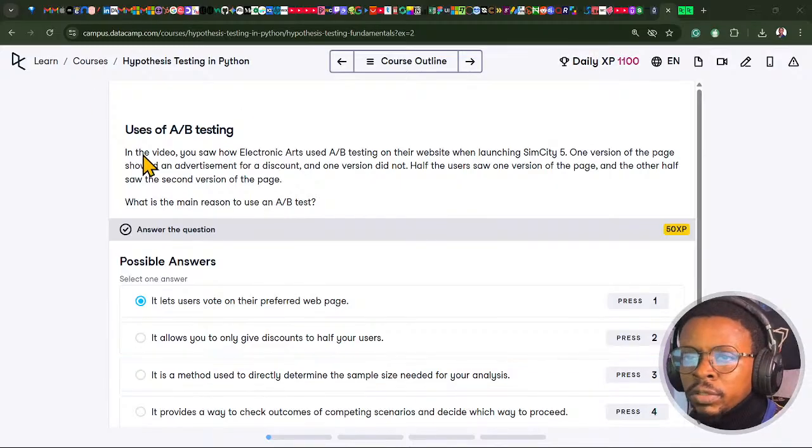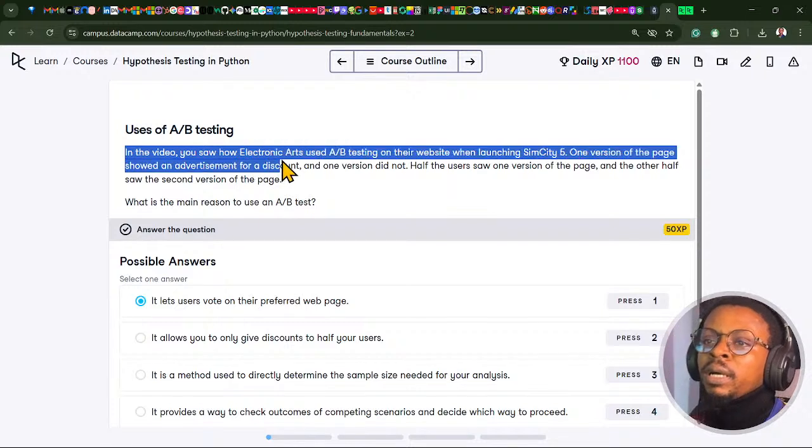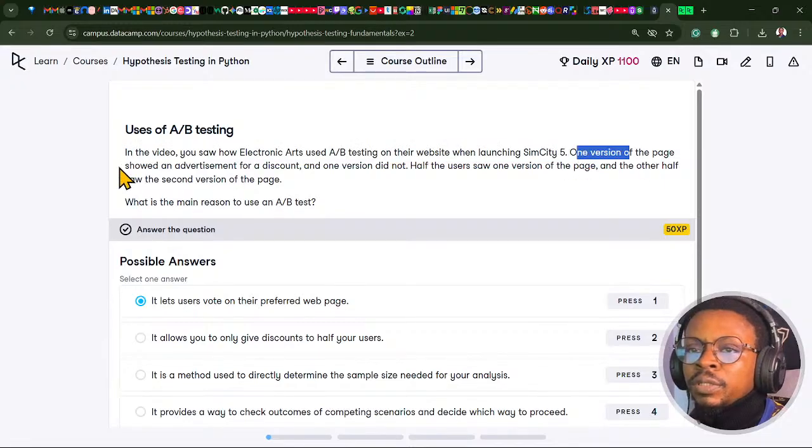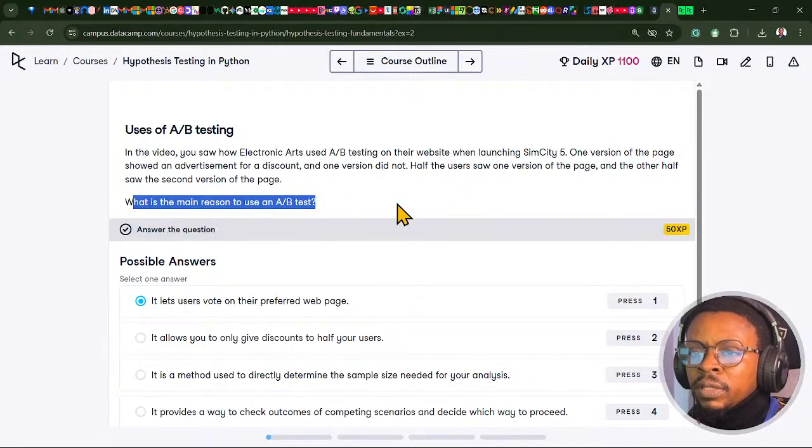Okay, let's understand the use of A/B testing. It says in this video, you saw how Electronic Arts used A/B testing on their website when launching SimCity 5. One version of the page showed an advertisement for a discount, and one version did not. Half of the users saw one version of the page, and the other half saw the second version of the page. What is the main reason to use A/B testing?